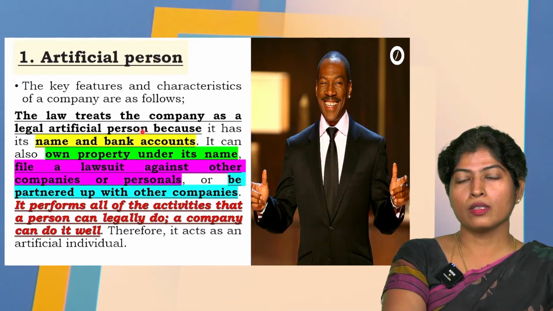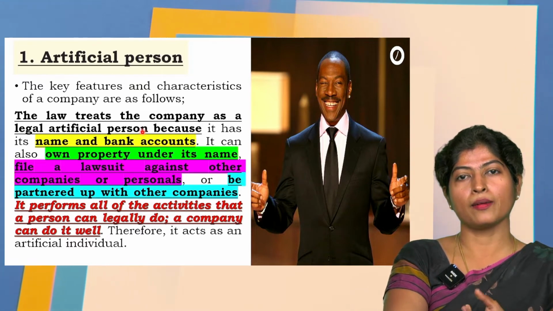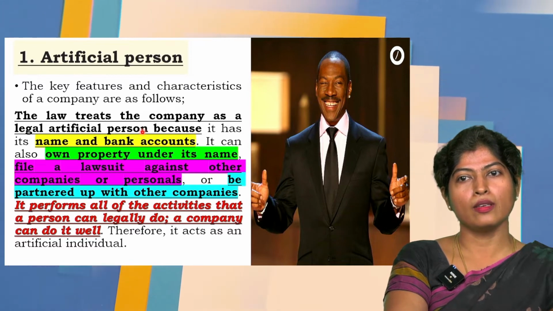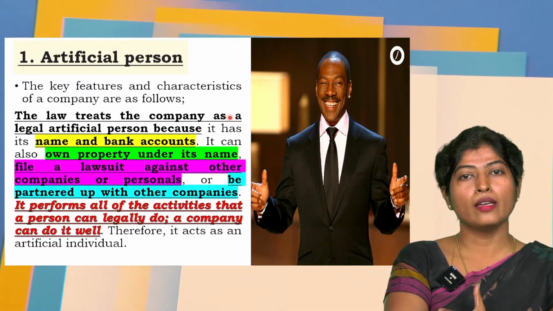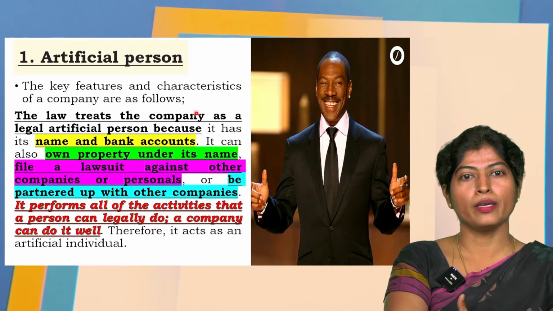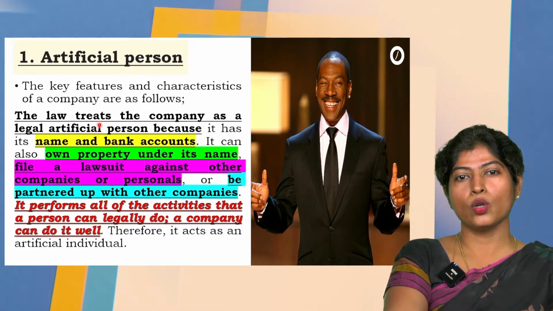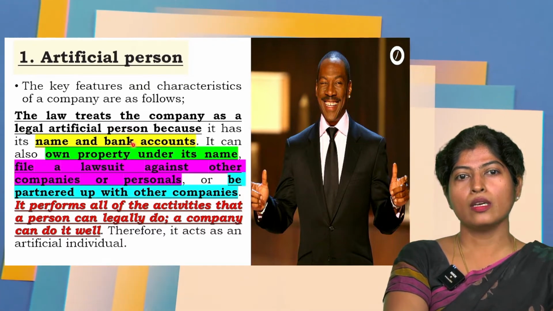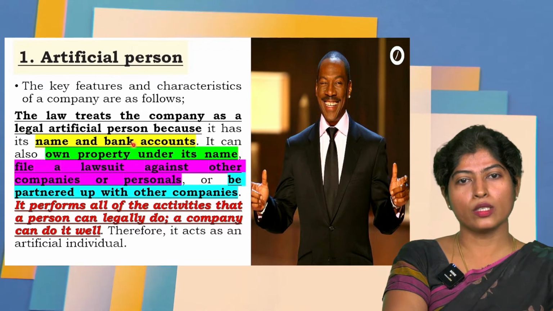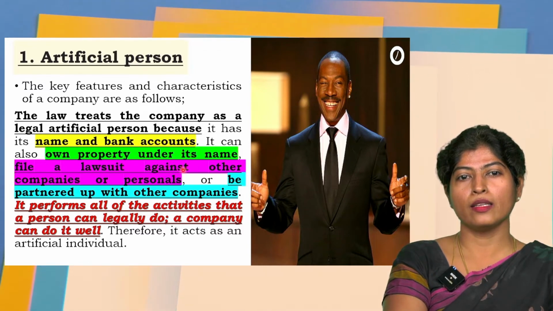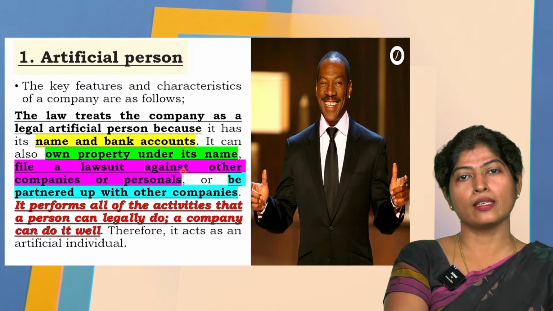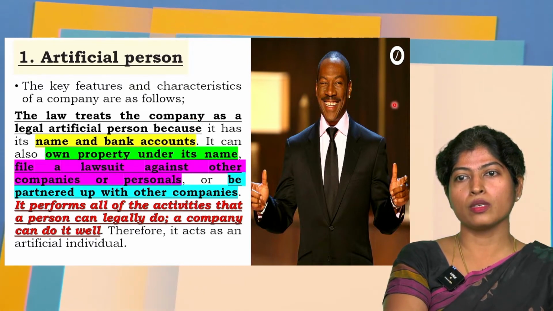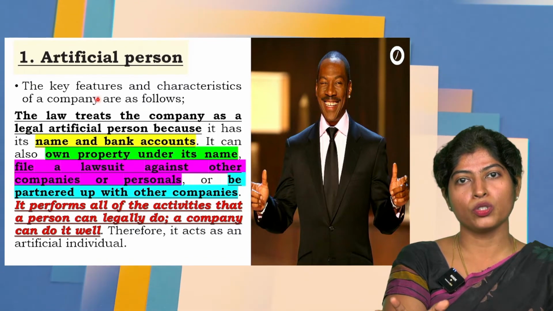When we are a person, we can buy a car, a house, own property, jewels and everything. The same thing the company can also do, but in the name of the company alone. The law treats a company as a legal artificial person because it can own a bank account in its own name, own property, and file a lawsuit against other companies, and it can be sued by other people also. So this is called an artificial person.